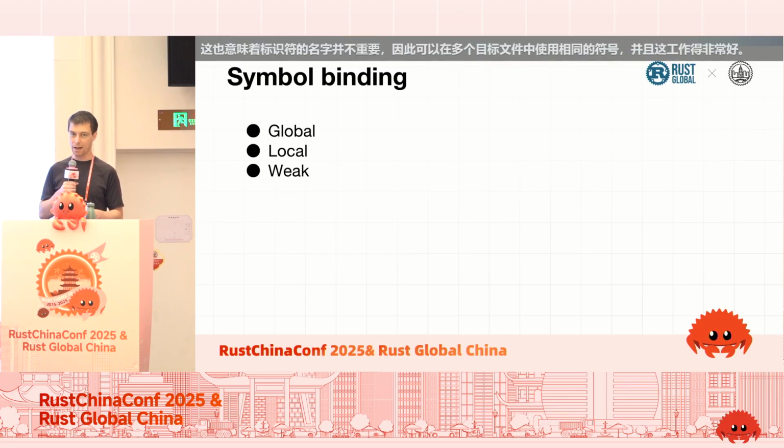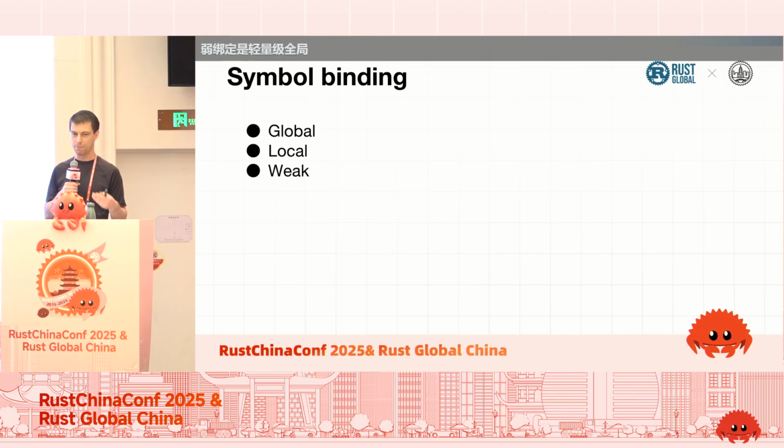Weak binding is like global, but you can have multiple symbols with the same name, and the linker will pick the first definition. You can also have one with global binding, and it will use that in preference to all of the weak symbols. Or you can have no definitions at all, in which case your code needs to be able to handle the symbol resolving to null. So that's for regular object files.